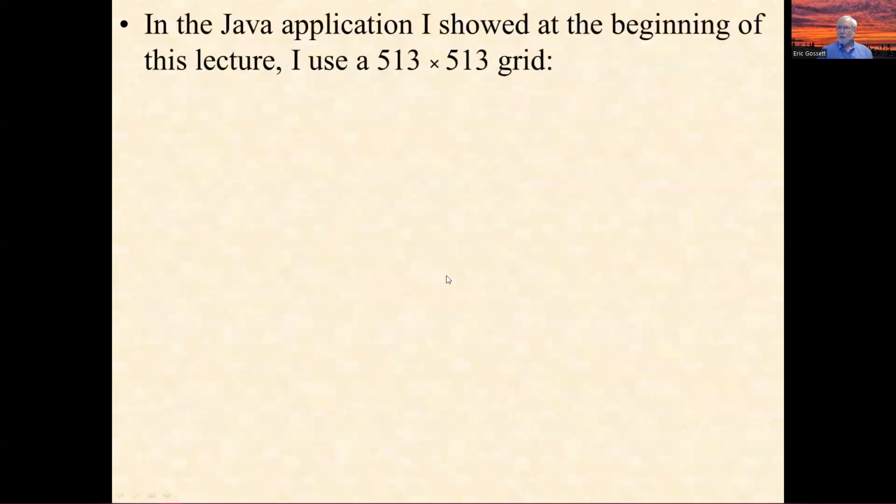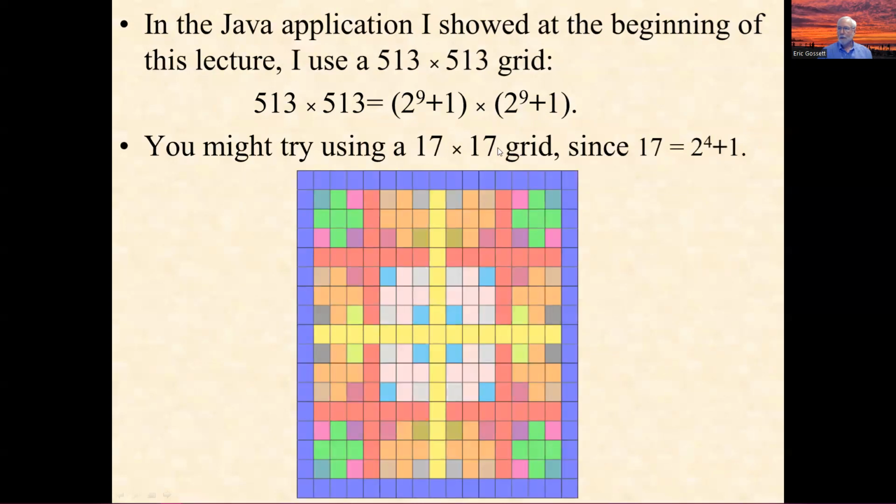The Java application I showed at the beginning of the lecture uses a 513 by 513 grid. 2 to the 9th is 512, adding 1, I get 513. If you're interested in doing more by hand, you might try using a 17 by 17 grid. 17 is 2 to the 4th plus 1, and so that's the next size bigger than 9 by 9 that we can use and have this algorithm work.